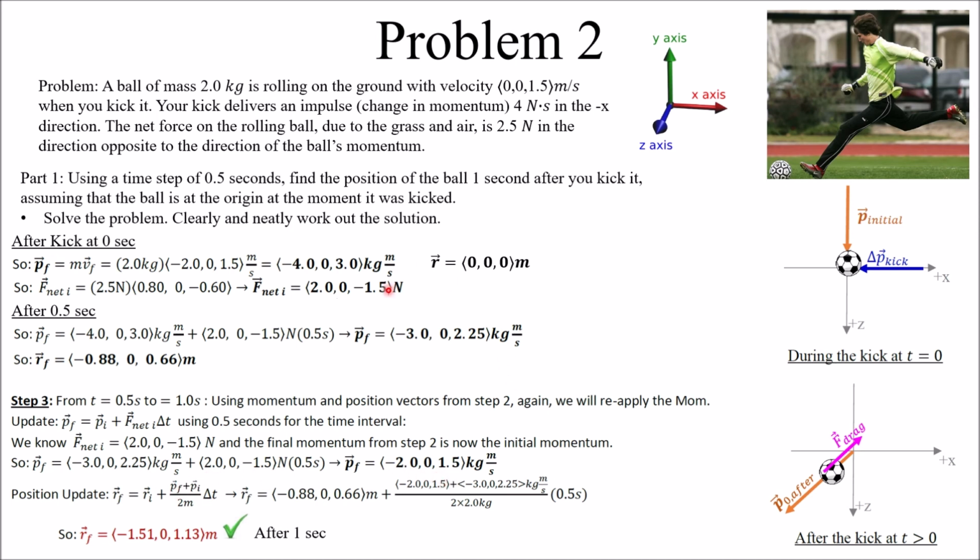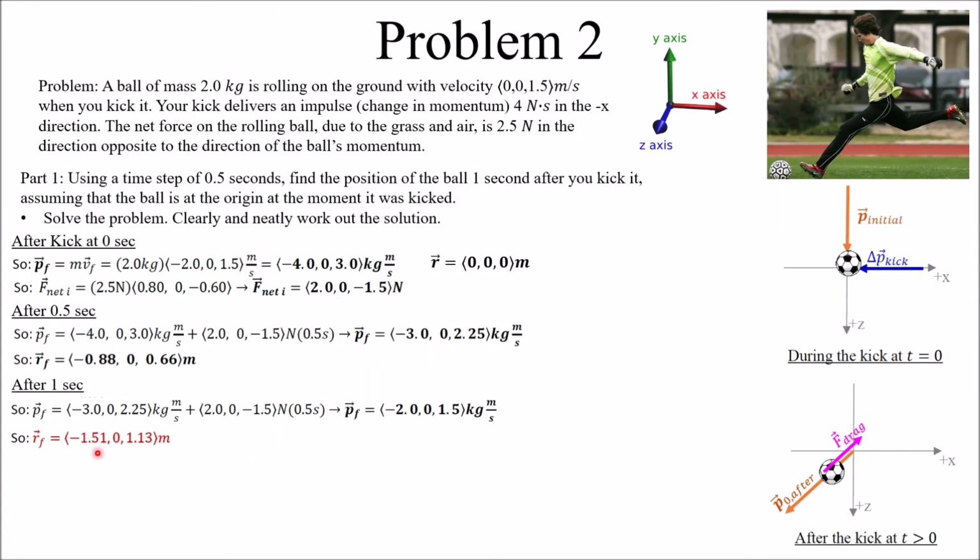We plug that into our final momentum here, and for our initial momentum we use whatever it was after 0.5 seconds. We plug it in over 2m times that time, and we also use our initial position as whatever it was after 0.5 seconds. We got -0.88, 0, 0.66 for our initial position at 0.5 seconds, and now we find out what it's going to be after 1 second. When you do that math, you end up with -1.51, 0, 1.13. That is your position after 1 second.